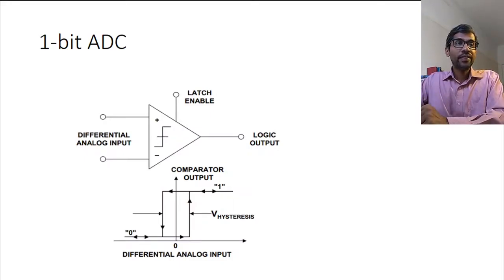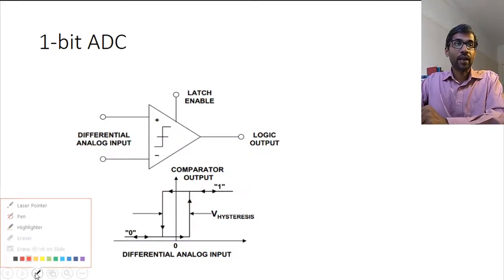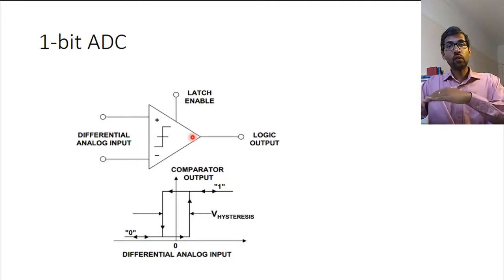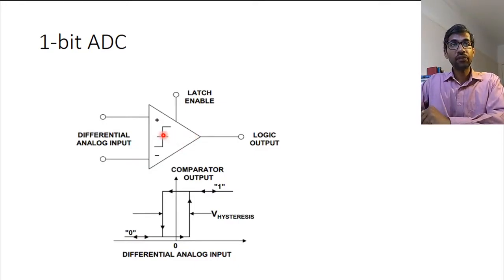A 1-bit ADC is basically a comparator, as is shown on the screen. So you have an analog input here, and here's a comparator, and it compares whether the value is below 0 or above 0. If it is above 0, the comparator just gives you a logic high. If it is below 0, it gives a logic low. That's basically a 1-bit ADC, right?